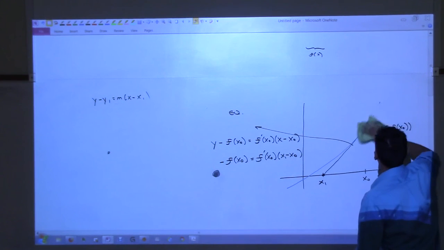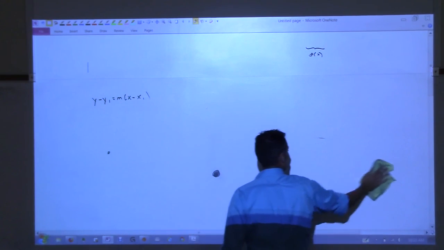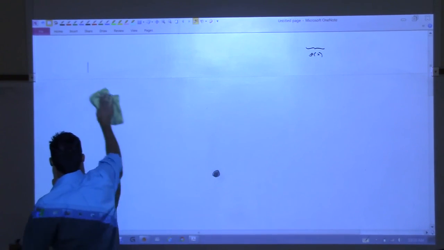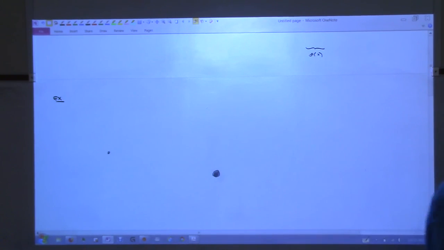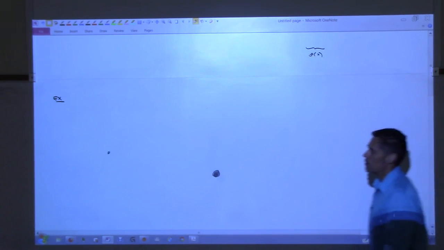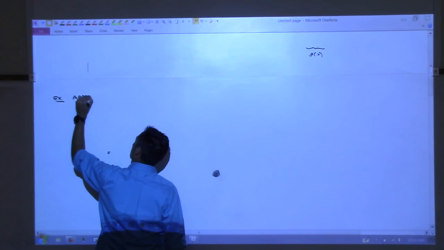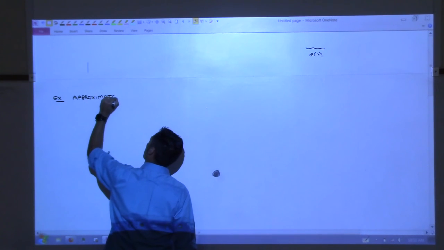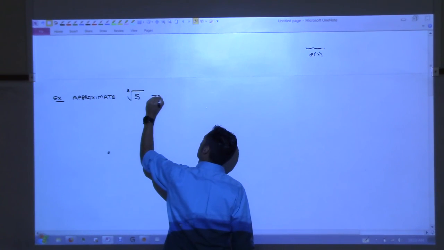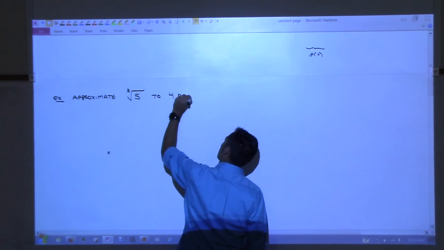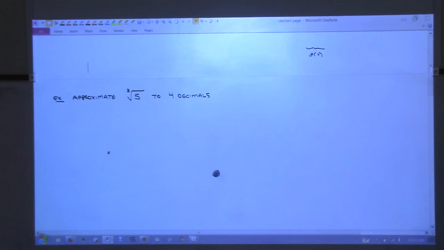All right, let's try something now. Example. This is exactly like the way you would see this on the test. All right? Approximate the cube root of 5 to 4 decimals, using Newton's method.